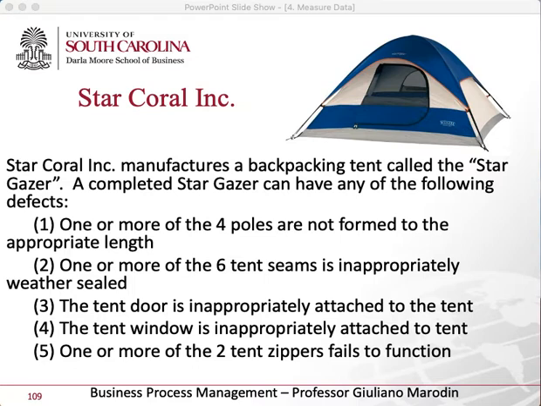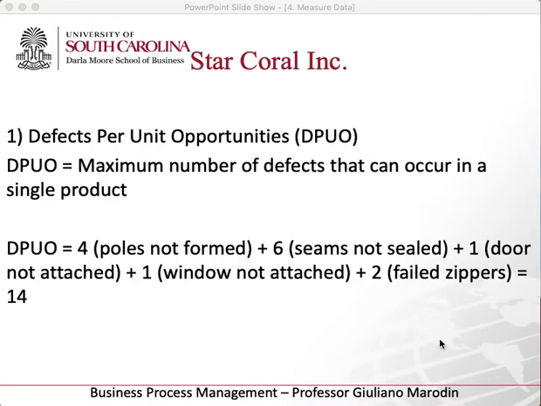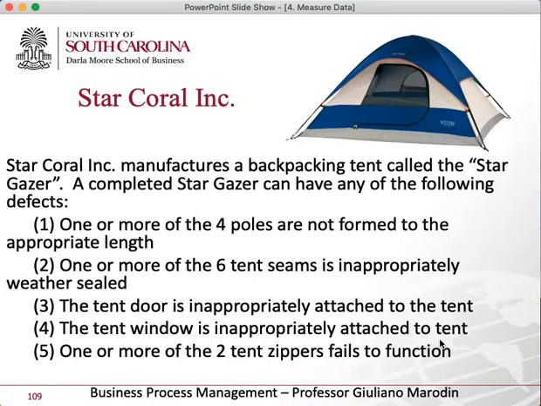In this example, Star Coral Inc. manufactures a backpacking tent called Stargazer, and to complete that, we can have any one of the following defects. 1 or more of the 4 poles cannot be formed to the appropriate length. 1 or more of the 6 tent seams is inappropriately weather sealed. The tent door is inappropriately attached. The tent window is inappropriately attached. Or 1 or more of the 2 zippers fails to function, right?